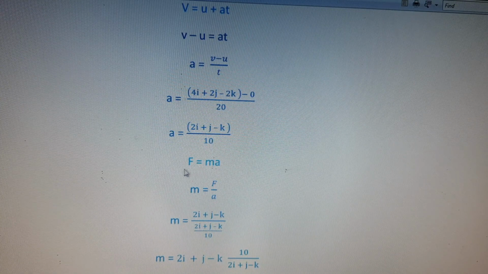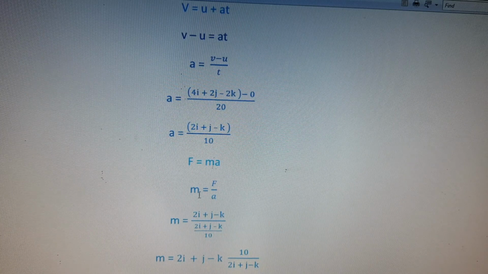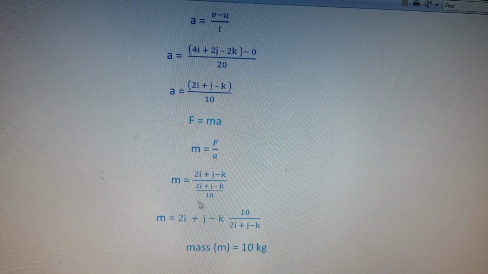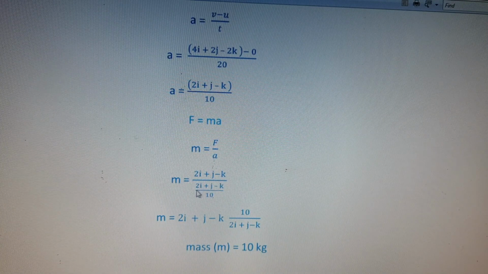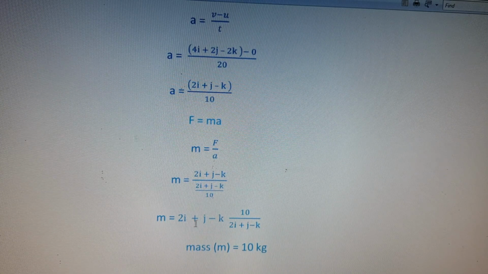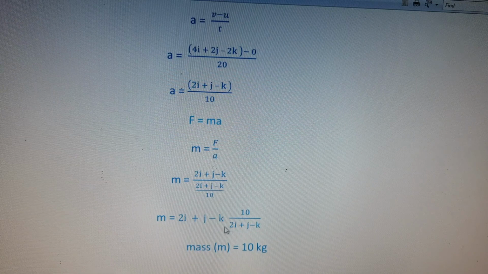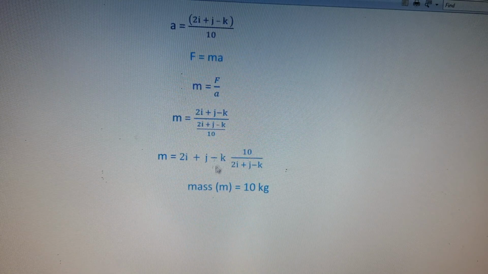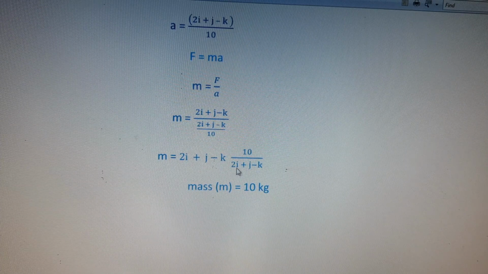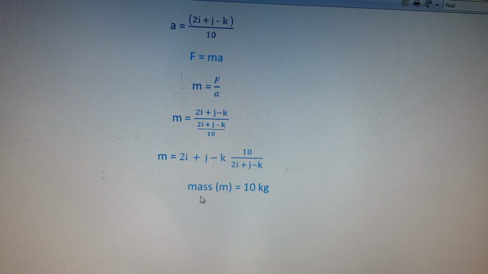So next, we can find the mass by using Newton's second law principle. F is equal to ma. So m is equal to f by a. So m is equal to, the f value will be 2i plus j minus k, by a, meaning 2i plus j minus k by 10. So we can write m is equal to 2i plus j minus k into 10 by 2i plus j minus k. So the two vectors will be cancelled, 2i plus j minus k by 2i plus j minus k. So the remaining term is 10. So mass of the body m is equal to 10 kg.